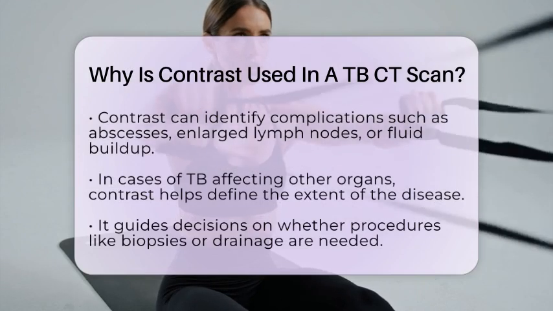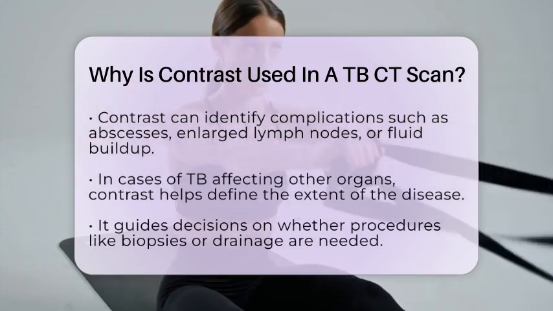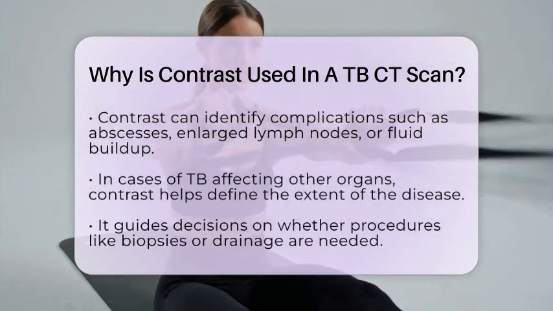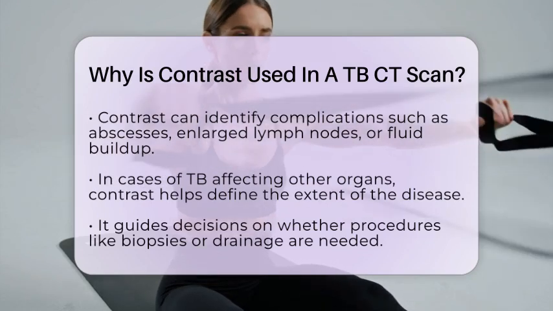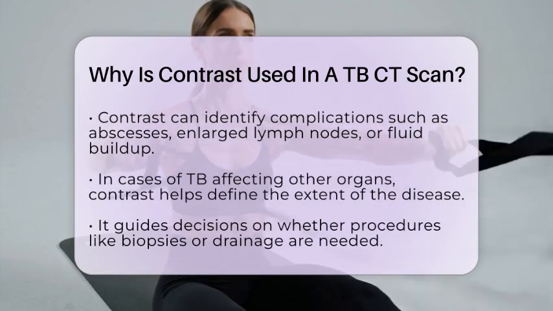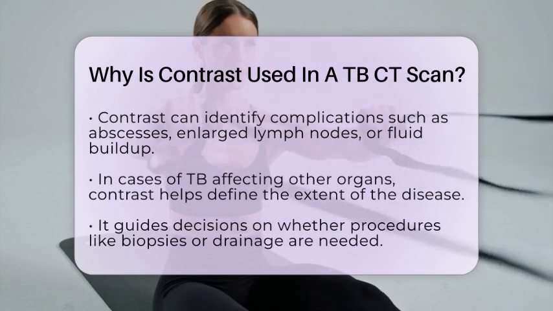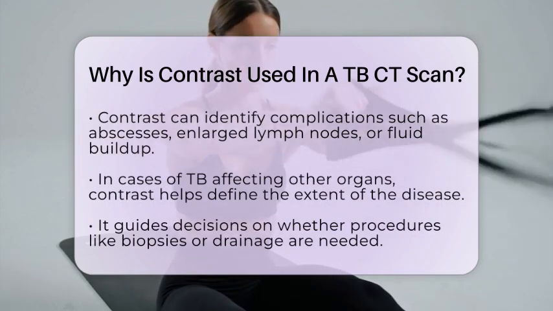Sometimes, chest X-rays do not give enough detail, especially if the images are unclear or normal but suspicion remains high. In these cases, contrast-enhanced CT scans can provide more specific features such as cavities, patterns of spread within the airways, or fluid buildup around the lungs.